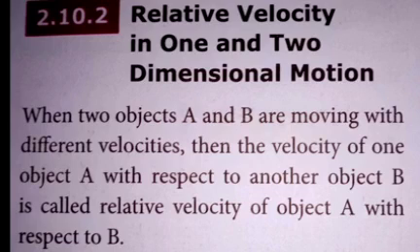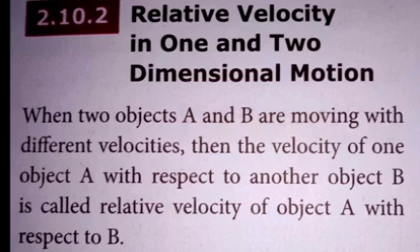That is, motion along the x-axis we can call one-dimensional motion. If the object covers both the x and y axes, we can say it is a two-dimensional motion. Let me discuss briefly. Now consider two objects A and B moving with different velocities.